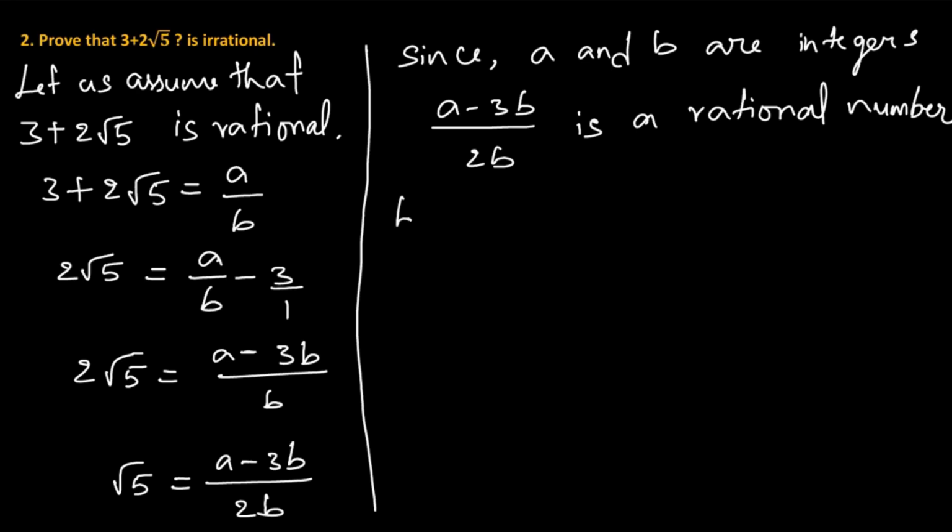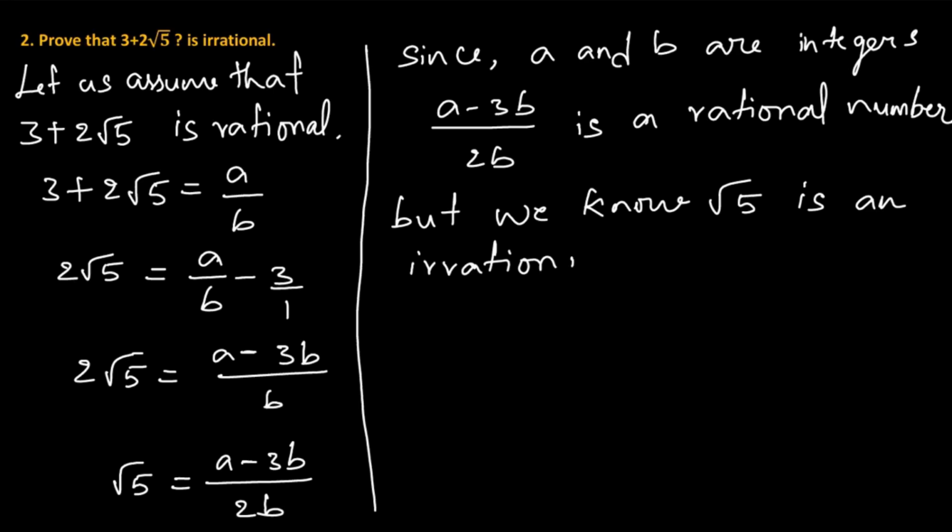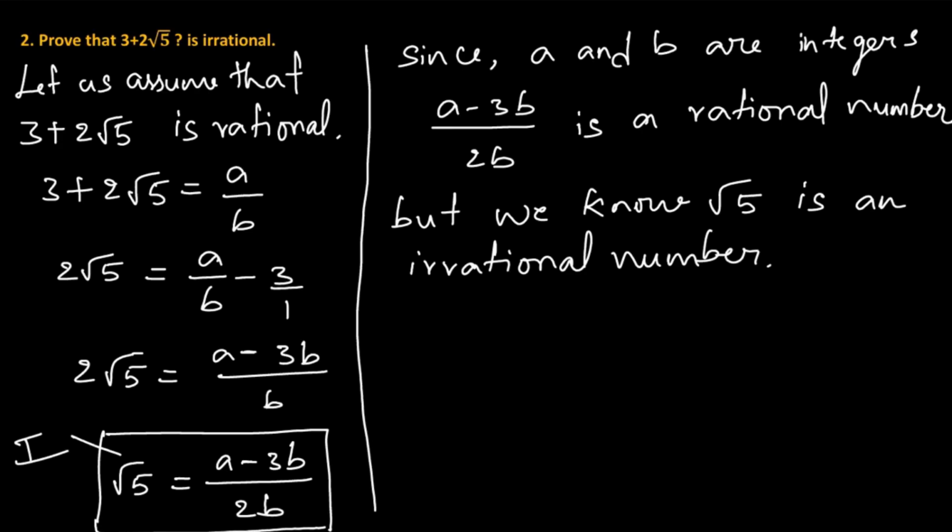Now, but we already know that root 5 is an irrational number. Definitely, if you see this step, root 5 is an irrational number, and this one is a rational number. So an irrational number is not equal to a rational number. Correct?